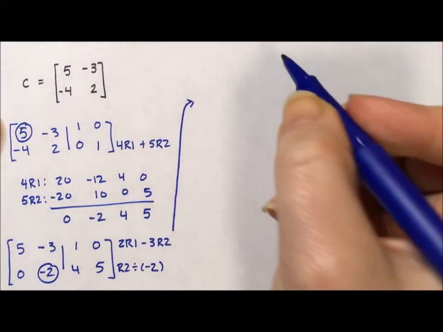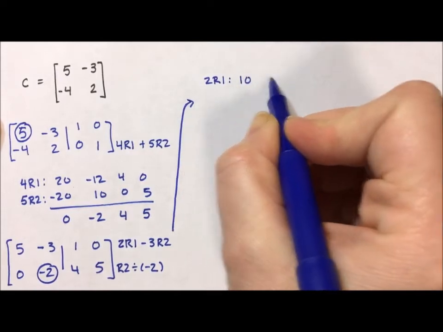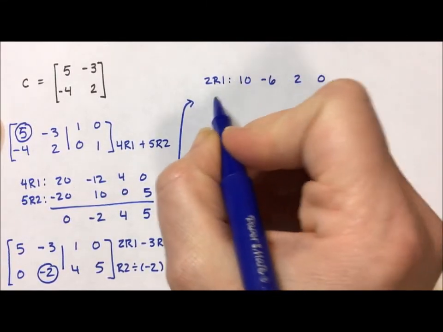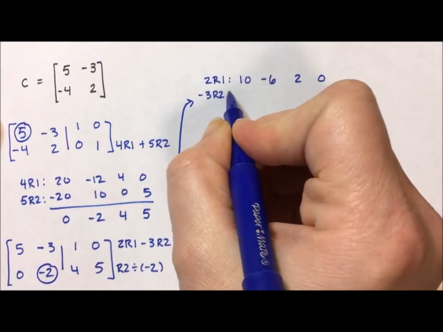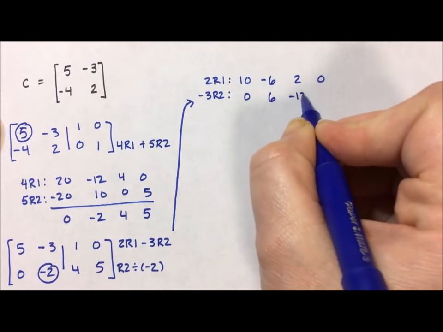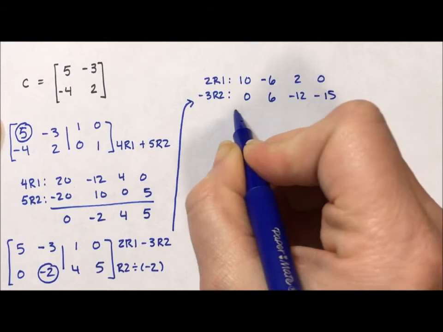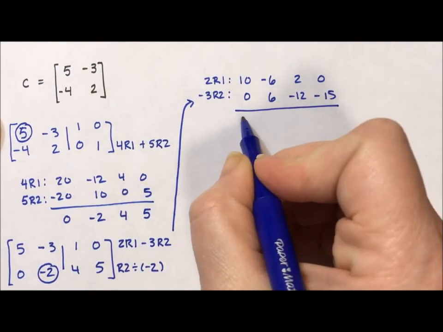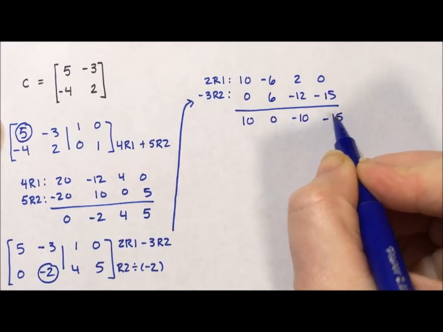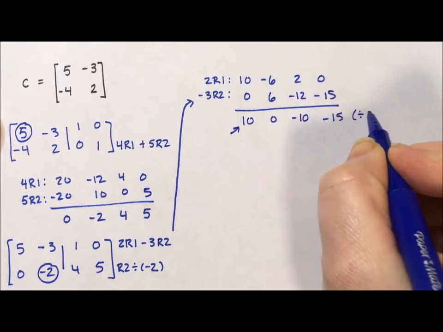I'm going to do my work up here. So 2 times row 1 is going to be 10, negative 6, 2, 0. And negative 3 times row 2 is going to be 0, 6, negative 12, negative 15. And when I add down, I'm going to get 10, 0, negative 10, negative 15. Because I want this number to be a 1, I'm going to divide everything through by 10.